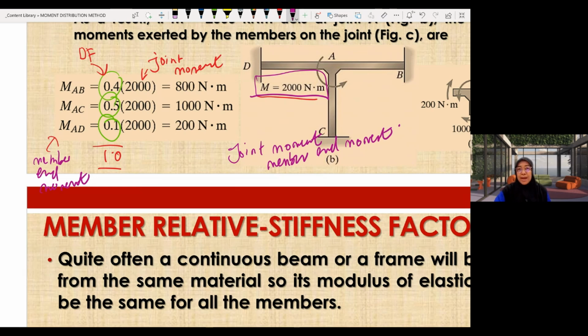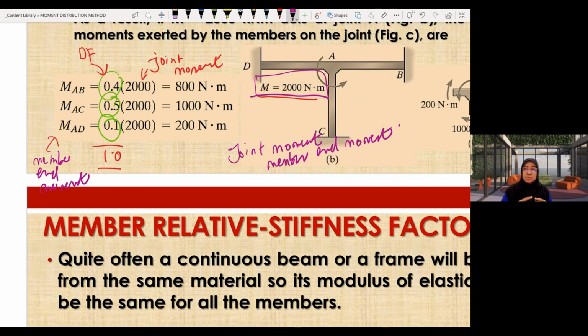Okay, member end moment: MAB, MAC, MAD. These three are member end moments. So how do we get this member end moment? It is joint moment times the distribution factor, and the distribution factor we get from K, from the stiffness factor. Okay, so that's actually the process.